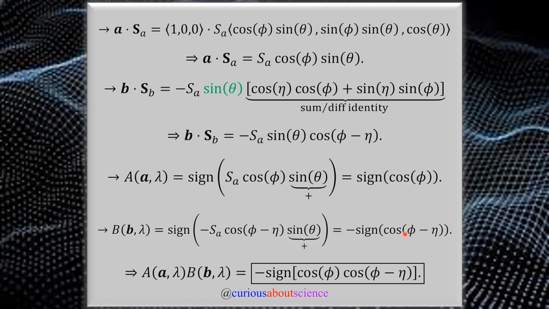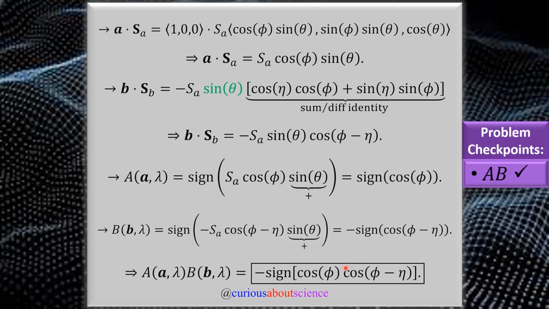That being said, you still need to find out what the sign of this cosine of phi minus eta is. When multiplying these two things together, you get the sign of the cosine and the sign of the cosine with the difference all together. So we did indeed prove the product of AB for the local hidden variables.